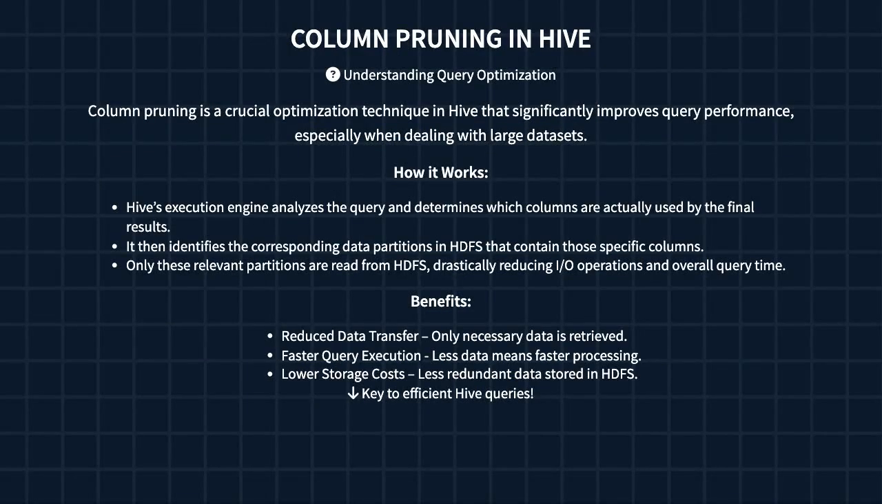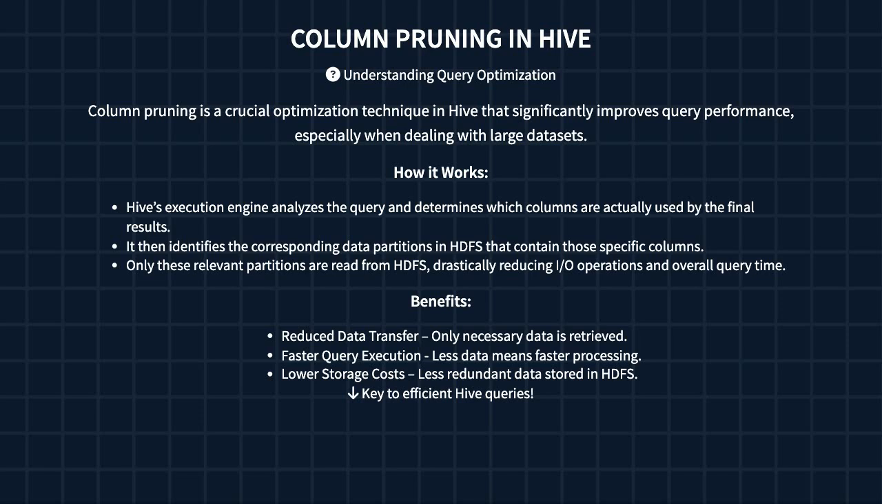It's especially useful if you're dealing with really big datasets or complex questions. Let's talk about column pruning in Hive. It's a really important concept for optimizing your queries. Basically, when you run a Hive query, the engine figures out exactly which columns are actually needed in the final results. Then, instead of reading the entire dataset and extracting all those columns, it only reads the partitions that contain those specific columns. Think of it like this: you're only bringing in the stuff you need, not everything. This dramatically cuts down on data transfer, speeds up query execution, and even saves storage space, making your Hive queries much more efficient.